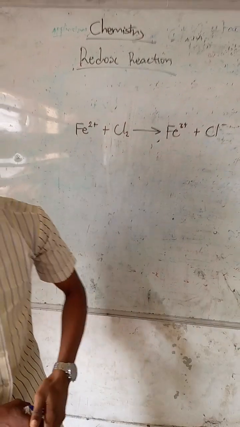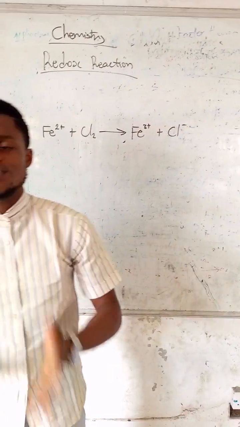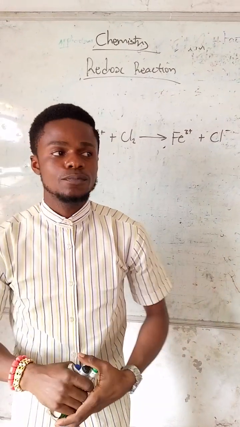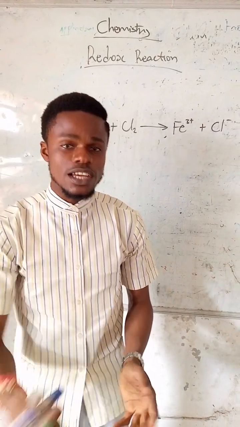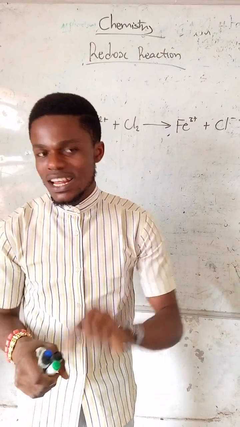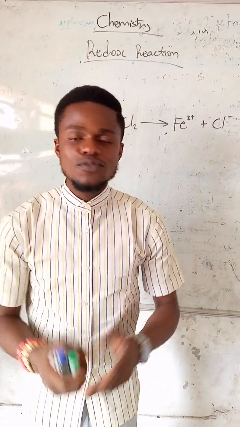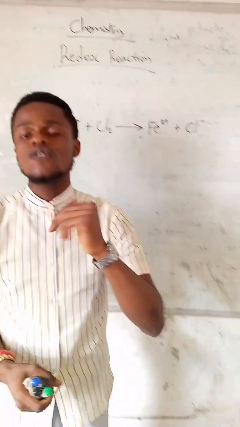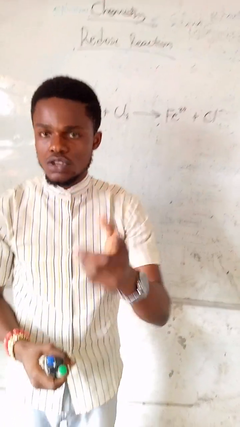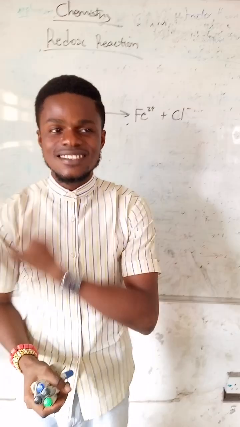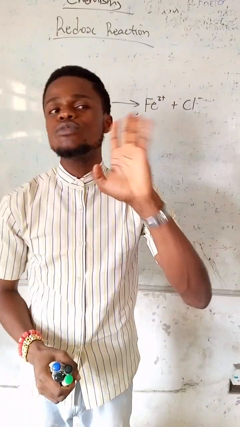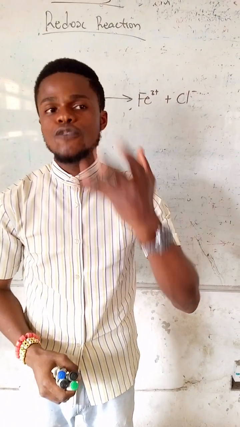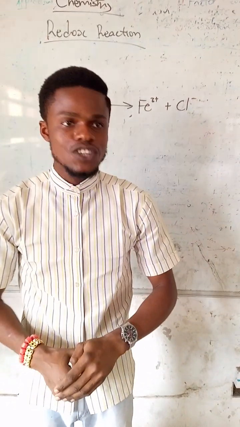I'll start by recalling your memory on what oxidizing agent and reducing agent is in terms of electron transfer. In terms of electron transfer, an oxidizing agent is a substance that accepts electrons, while a reducing agent is a substance that donates electrons. Before you balance any redox reaction, you must first and foremost know the species that is reducing and the species that is oxidizing. When a species reduces, it means that it has gained electrons. When it oxidizes, it means that it has lost electrons. So I'm going to be giving you 4 rules that you can follow while balancing any form of redox reaction.